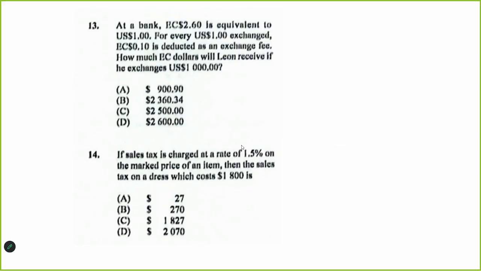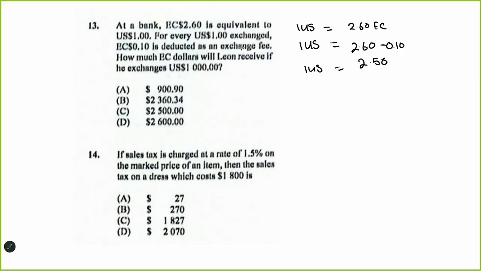Right? So the first thing they said, at a bank, EC $2.60 is equivalent to US $1. So they're saying 1 US is equal to $2.60 EC. For every $1 exchange, they have 10 cents deducted. So after deductions, 1 US would be $2.60 minus 10 cents, which equals $2.50. So now we know 1 US is $2.50.